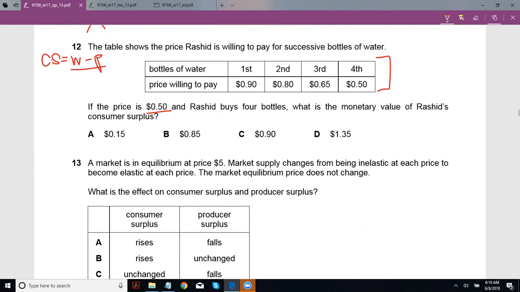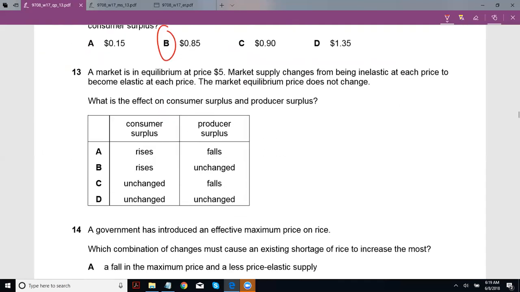So you can just go ahead and calculate consumer surplus for each of the 4 bottles, and then add them. So 0.9 minus 0.5 is 0.4. This is 0.3. This is 0.15. 0.5 minus 0.5 is 0. So just add these. That would be what? 0.7, 0.8, 0.85.